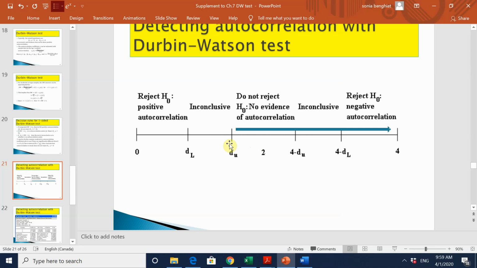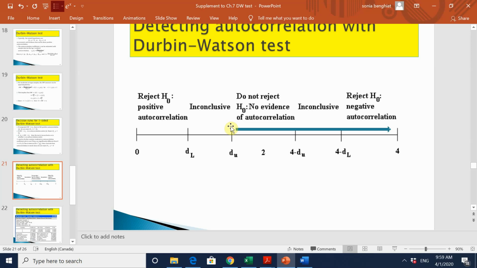So this is what is going on. Here we have our critical Durbin-Watson statistics. Of course, remember they always come in pairs. So we've got the lower limit value and the upper limit value. And as I was saying before, if your Durbin-Watson statistic is greater than the upper limit of the critical Durbin-Watson, then we conclude that there is no autocorrelation, hence we do not reject the null hypothesis.